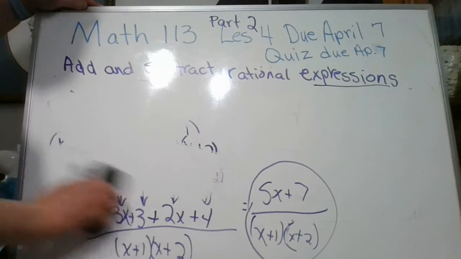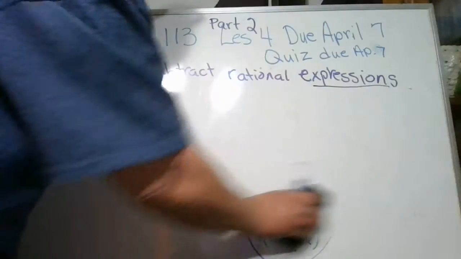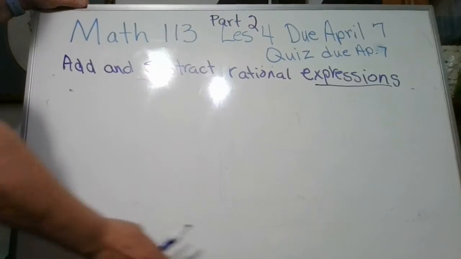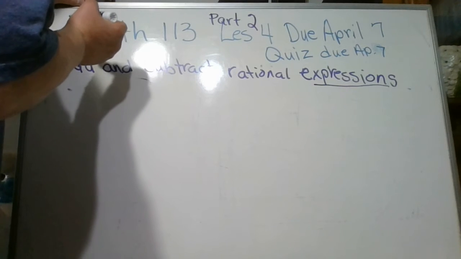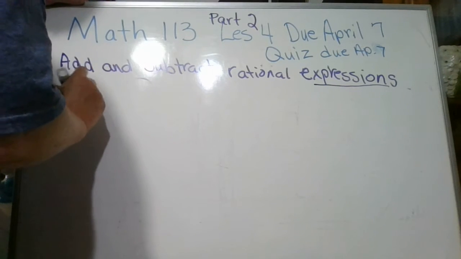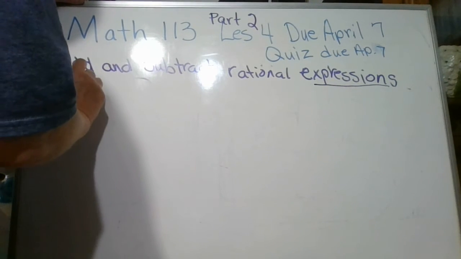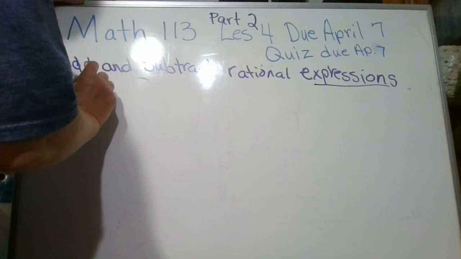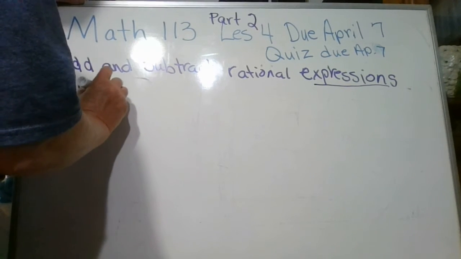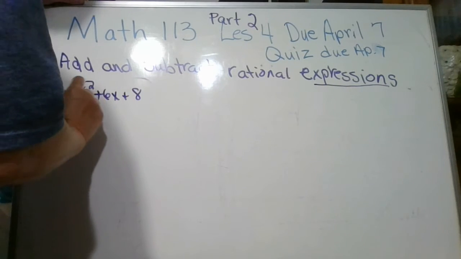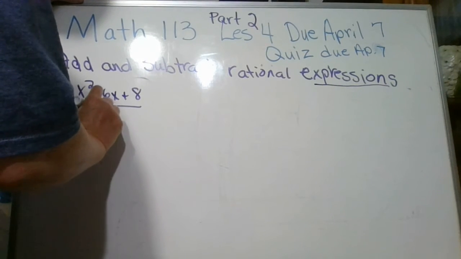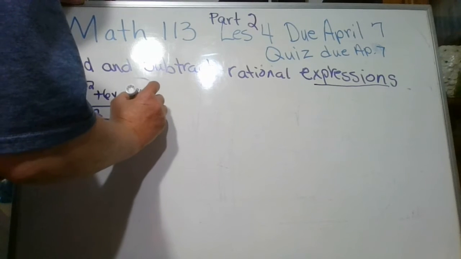Okay, one more example on adding and subtracting. Again, this is on page 11. And it's x squared plus 6x plus 8 over x squared minus 16.